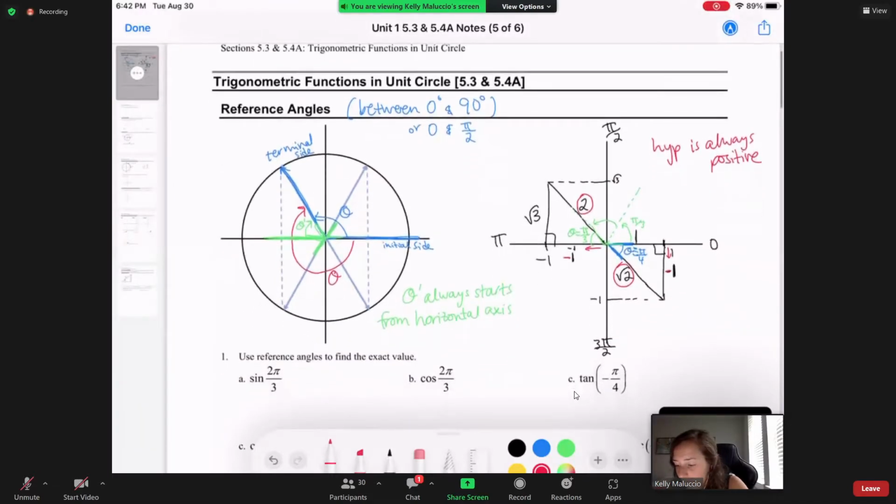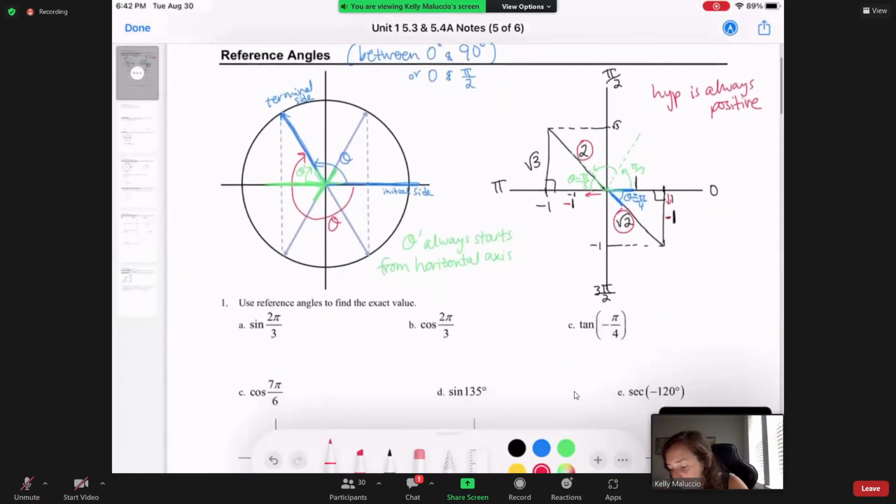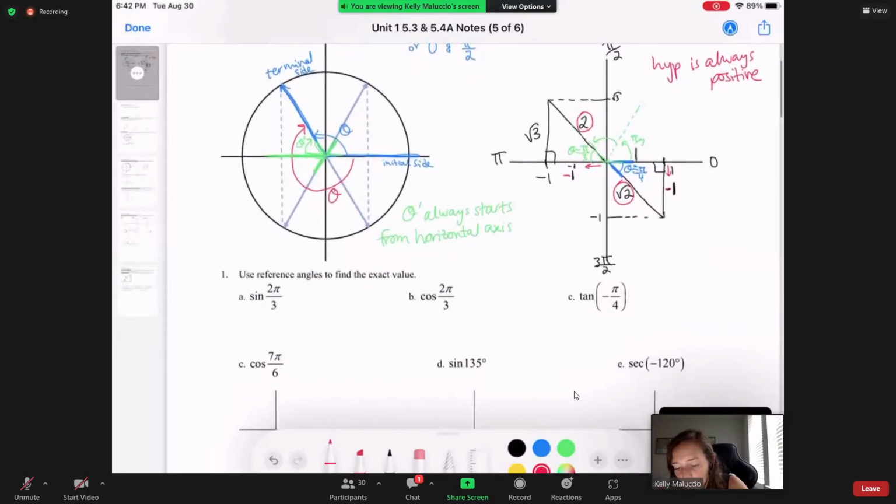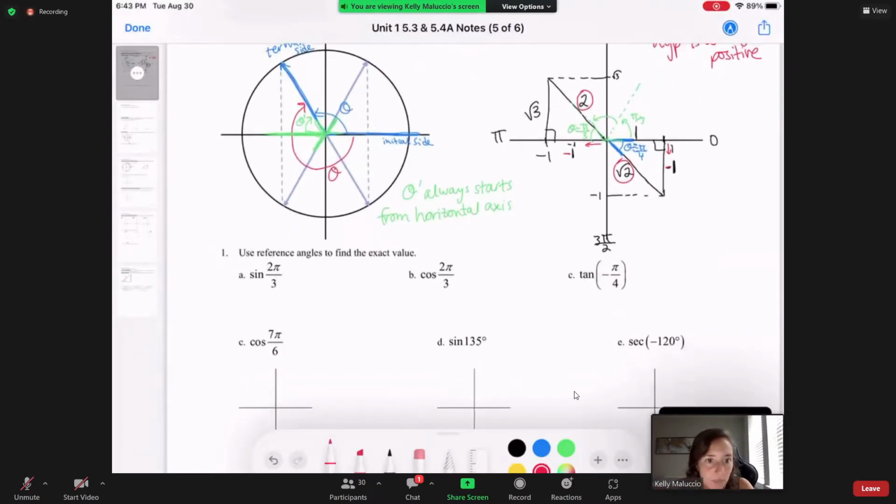There's no particular problem, except maybe this will relate to the problems we do now using reference angles. So maybe I should have started with that. Here we want to use reference angles to find the exact value. So sine of 2 pi over 3. We know sine of pi over 3 or pi over 6 or pi over 4. We know all of those, 30, 45, 60, 90. But 2 pi over 3, right off the top of my head, I wouldn't know. That's exactly where this comes into play.